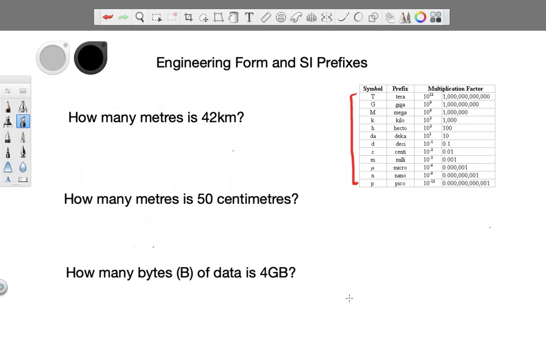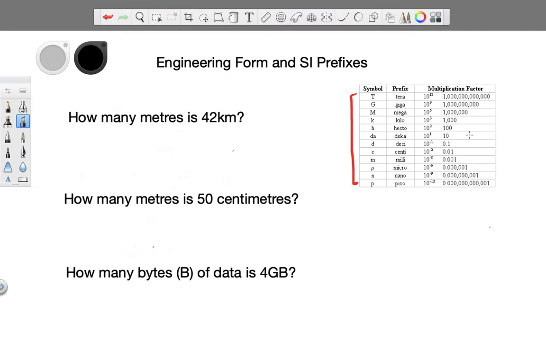This is the second part of the video on engineering form and the SI prefixes. In this part of the video, we're going to focus on the SI prefixes and see how they relate to engineering form and how they relate to standard form. On the right hand side, next to this red line, are some of the SI prefixes. We're just going to touch the surface with them. As you can see, we've got tera, giga, mega, kilo, and then they go into negative powers, and you've got centi, milli, micro, nano, and pico.